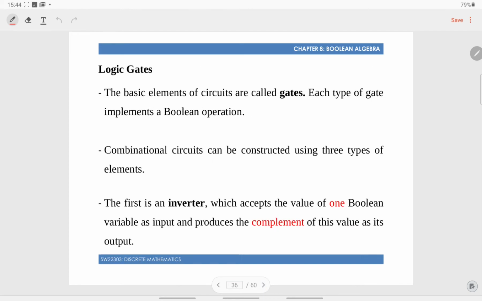Okay, we move to the next topic, which is about logic gates. The basic elements of circuits are called gates. Each type of gate implements a Boolean operation. In Boolean operations, we have three: the complement, the Boolean sum, and the Boolean product.